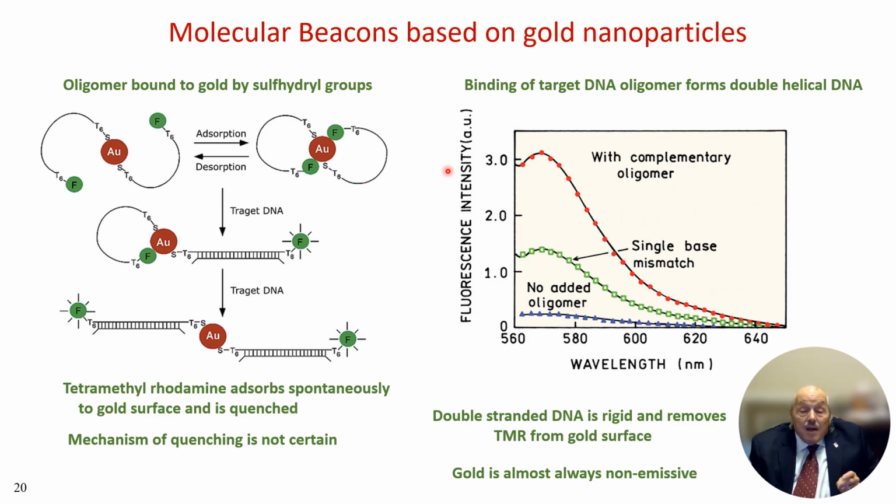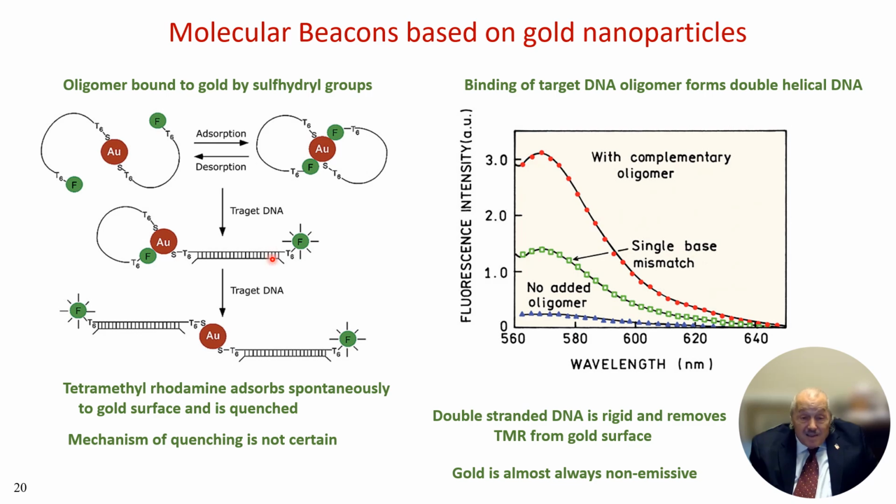Since the strand to detect the target sequence was single-stranded, it was always flexible, and for unknown reasons, the fluorophore, which was tetramethylrhodamine, would spontaneously absorb to the gold and would be completely quenched. So you have a black hole. You have a molecule that doesn't fluoresce at all unless you put some of the target DNA in it.